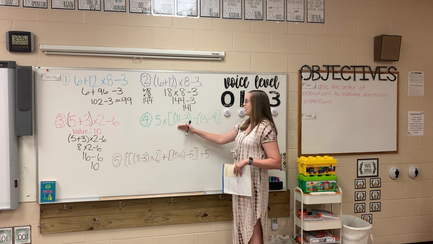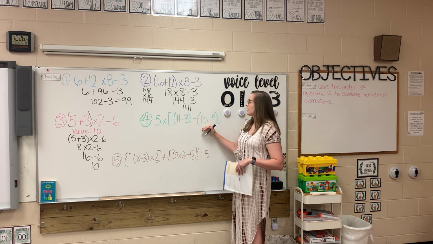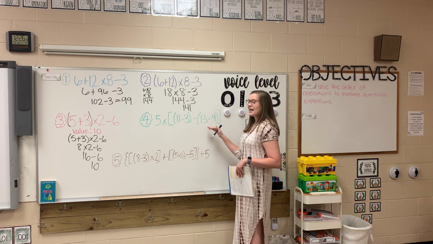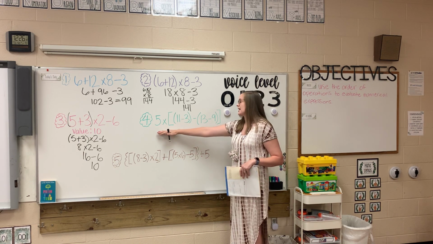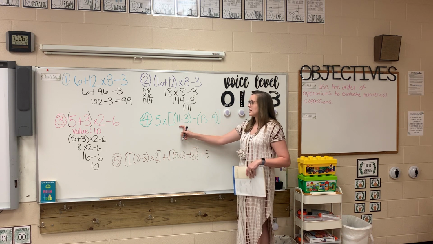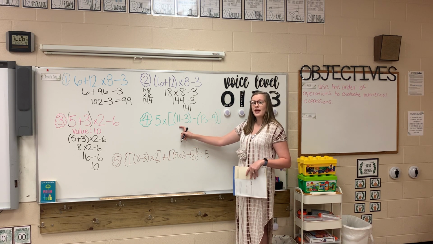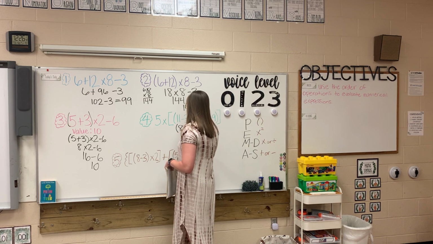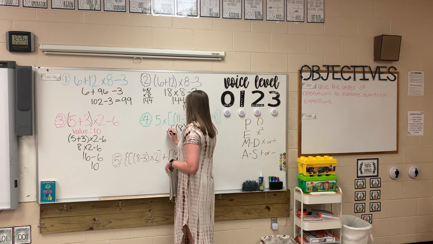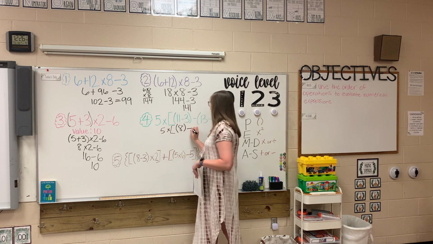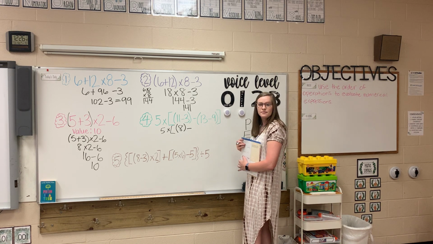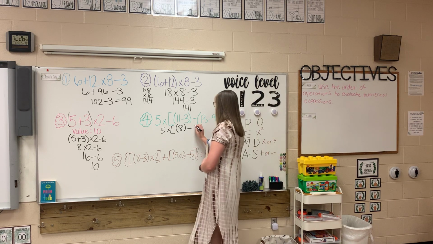Inside the brackets, we have separate parentheses. So we're going to solve each set of parentheses, then complete the brackets, then get to our multiplication. So we're going to start with 11 minus 3, which is what? 8. So we have 8 minus, what is 13 minus 9? 4.